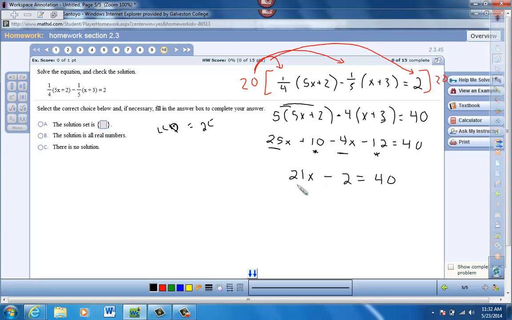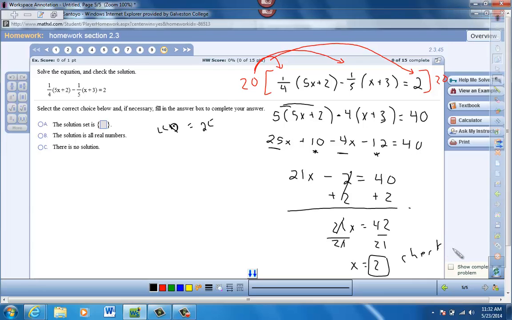Okay, so finally we got our variable term on one side. Let's get these constants to the other side. Get rid of this minus 2 by doing the opposite. Add 2 to each side. 21x equals 42. And our last step is to get our coefficient to be 1. So we divide. And we see x will equal 2. Once again, make sure you check your work. And that concludes 2.3.